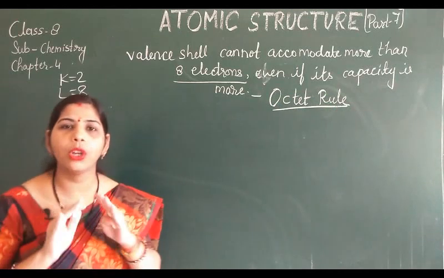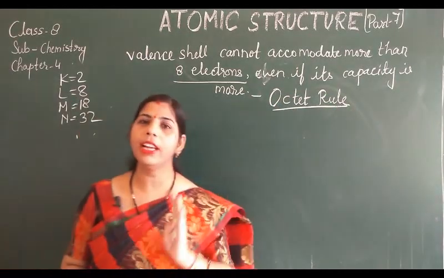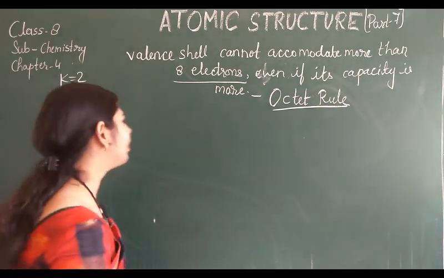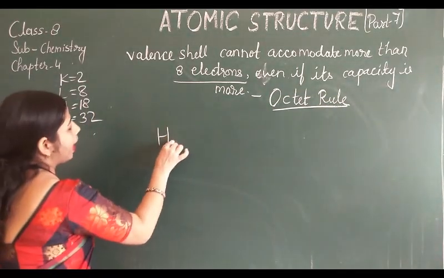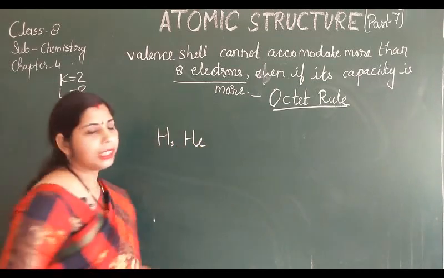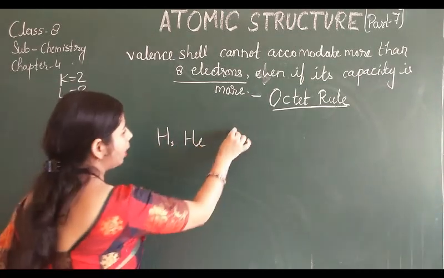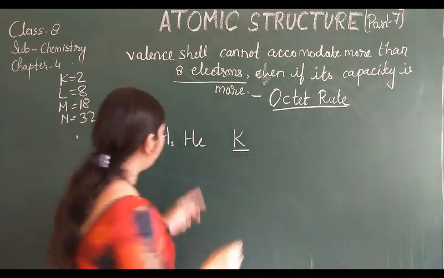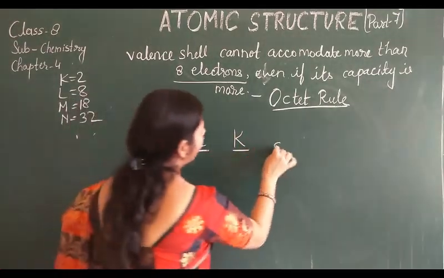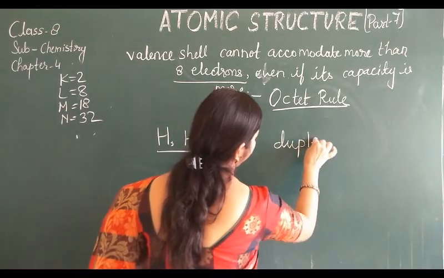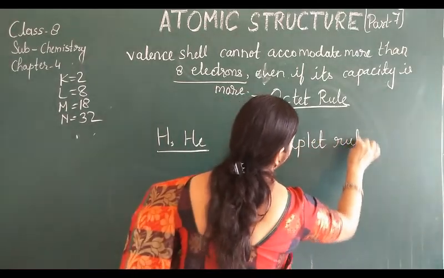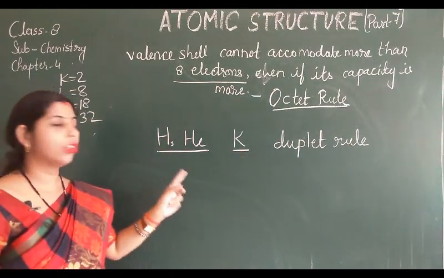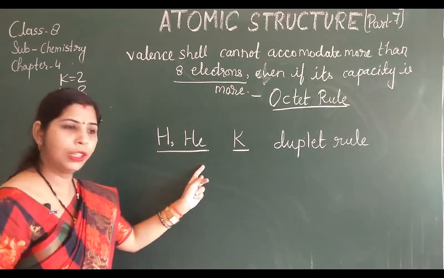The valence shell cannot accommodate more than 8 electrons, but this rule is not going to follow in some elements, just like hydrogen and helium, because they are having only one shell, only the K shell, which can accommodate only 2 electrons. That's why these both atoms follow the duplet rule. They can only follow the duplet rule. That's why their electronic configuration is 1 and 2.